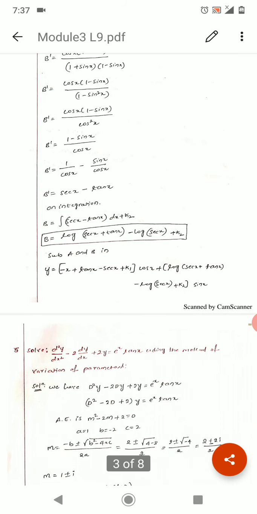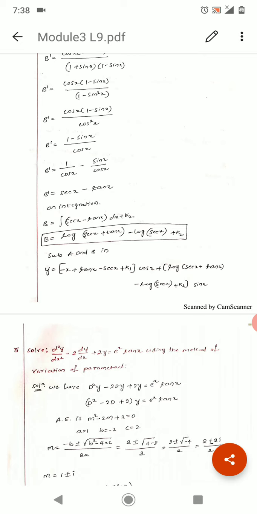On integration we obtain B = ∫(sec x - tan x) dx + k2. So integration of sec x - tan x is log(sec x + tan x) - log sec x. Here integration of sec x is log(sec x + tan x), and integration of tan x is log sec x.